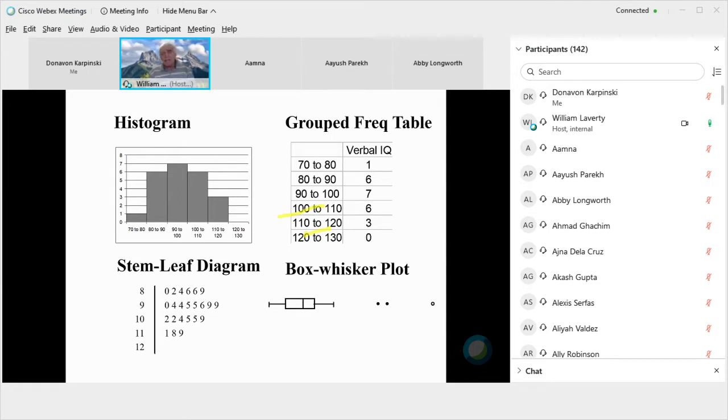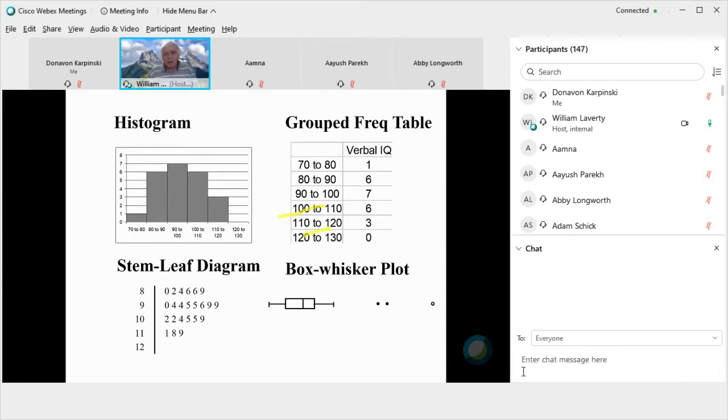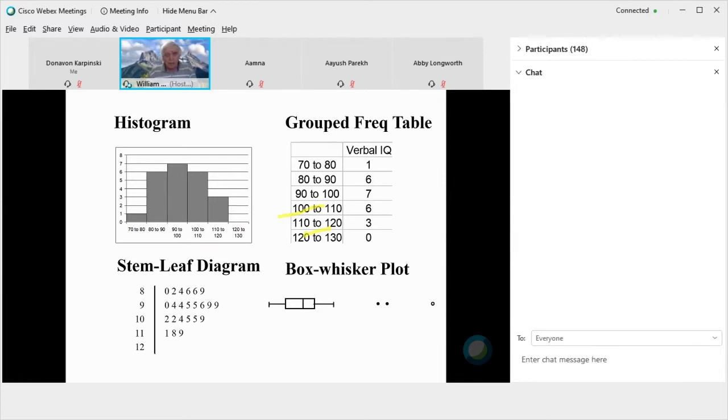The final method for displaying data is the box whisker plot. It again shows you where the data is located, how spread out it is. The advantage of the box whisker plot is it's very compact. So several populations can be illustrated very easily on the same graph.